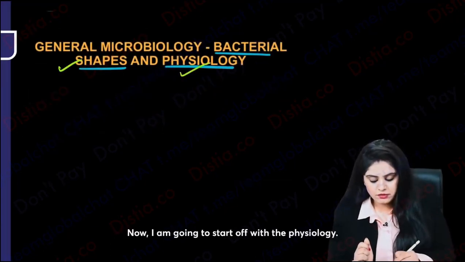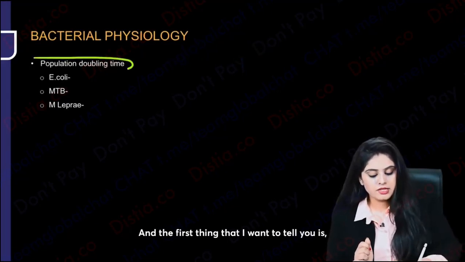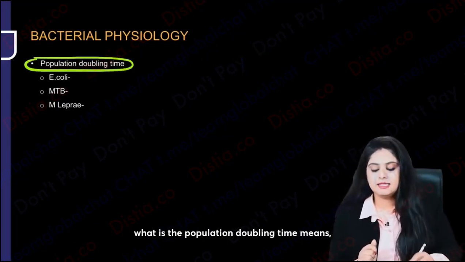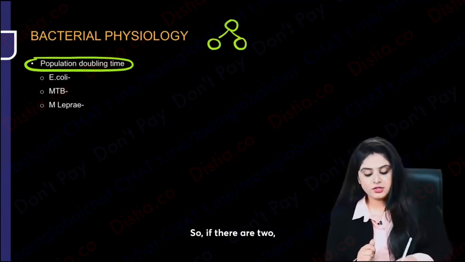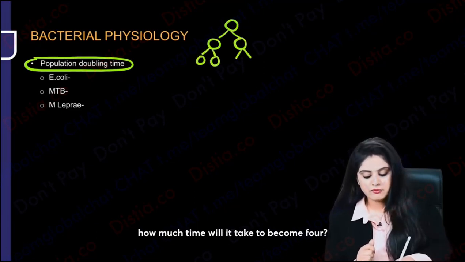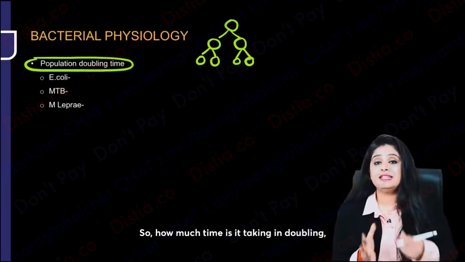Now I'm going to start off with the physiology, and the first thing that I want to tell you is what is a population doubling time. It means from 1 the bacteria becomes 2. So if there are 2, how much time will it take to become 4? So how much time is it taking in doubling? That is going to vary.